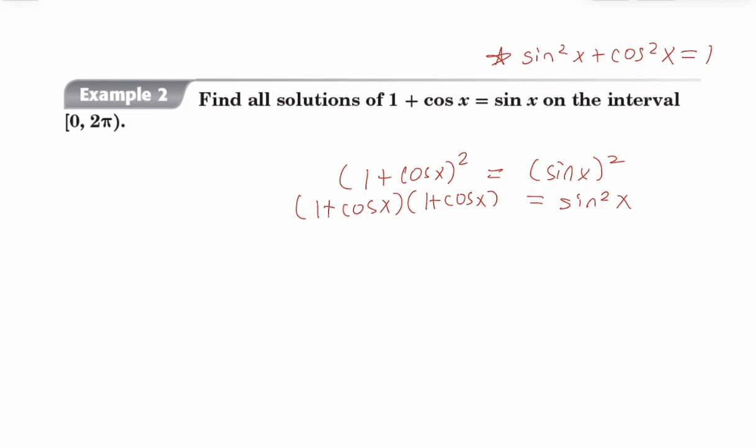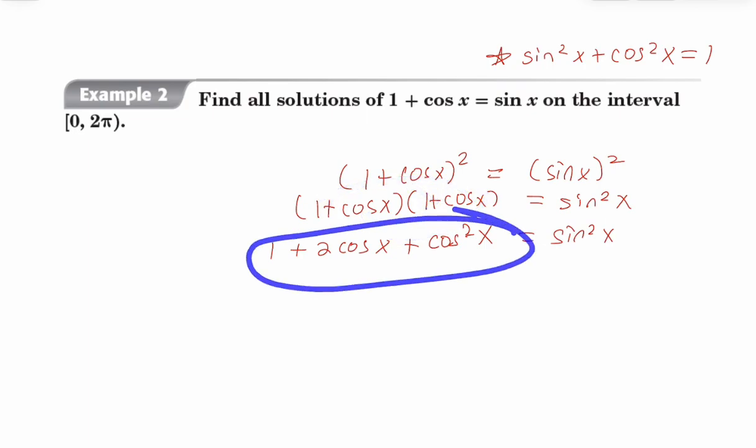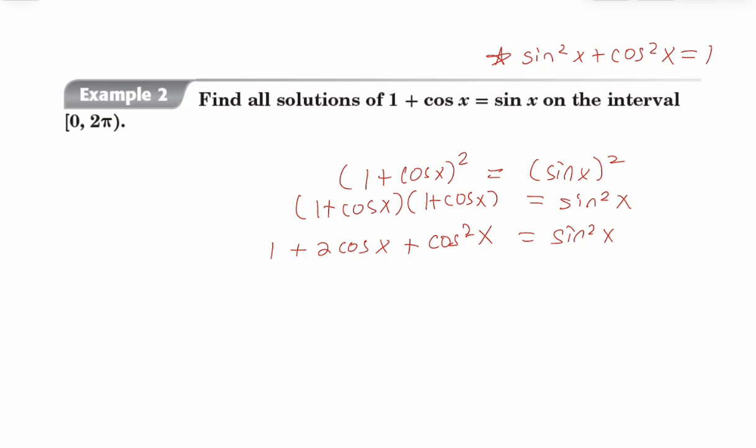Now, let's actually FOIL that out. 1 plus cosine times 1 plus cosine is 1 plus 2 cosine of x plus cosine squared of x. Now, I haven't shown you all the FOIL. You were sitting here in pre-calc. I hope you know how to do that. 1 times 1, 1 times cosine, cosine times 1, cosine times cosine gives you this result.